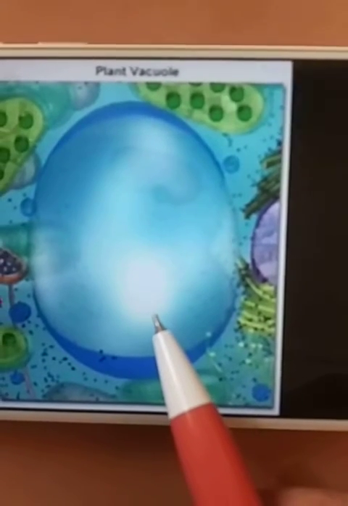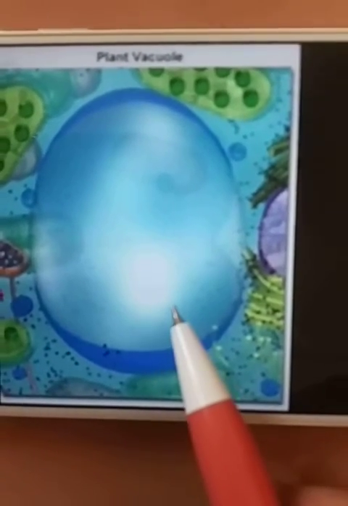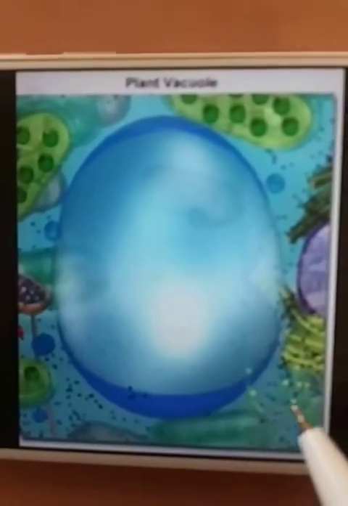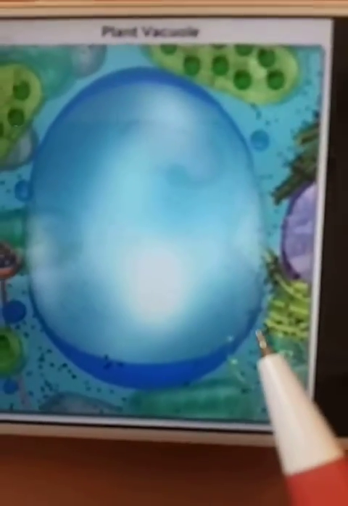The vacuoles in plants are larger than those in animal cells, and plant vacuoles occupy more than 80% of the volume of the cell. The vacuoles may be one or more in number in a plant cell, as I told you.